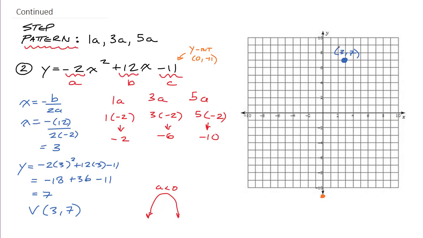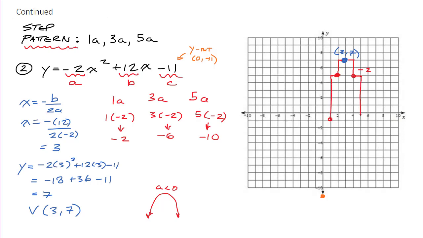All right, so notice how the step pattern values are negatives this time because a is negative, which means we're going down. So every time you take one step to the left and right, first you're going to go down 2, then you're going to go down 6, then you're going to go down 10. All right, so let's do that. Over 1, down 2. There's our first point. All right, next one, over 1, let's go down 6. All right, brings us to here.